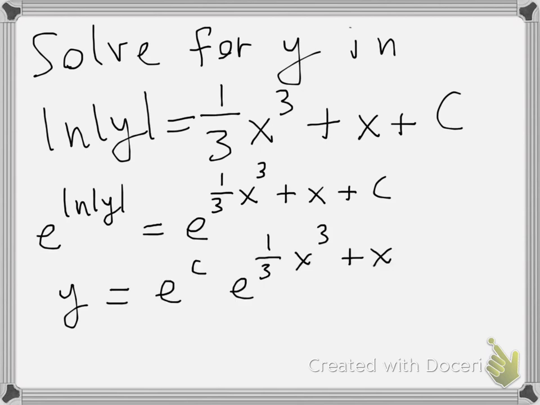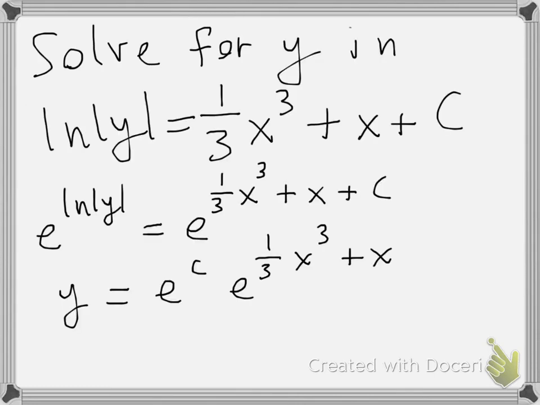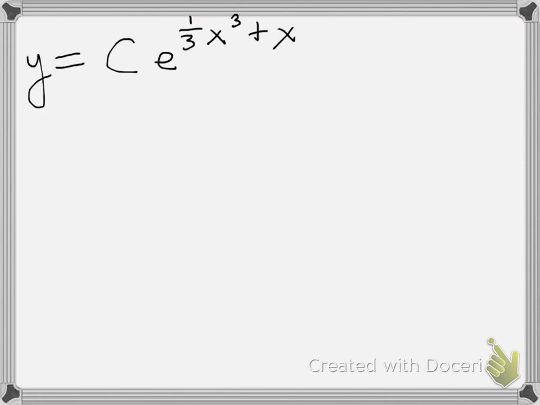So the e to the 1/3 x cubed plus x plus c can be separated as e to the c times e to the 1/3 x cubed plus x. And then, since c is just an arbitrary constant, e to the c is also going to be an arbitrary constant, so we can actually re-express the solution in the form y equals C e to the 1/3 x cubed plus x power. That C is a capital C. It's different from the lowercase c in the previous slide, but it doesn't matter. They're all arbitrary constants, so we're just renaming it C.